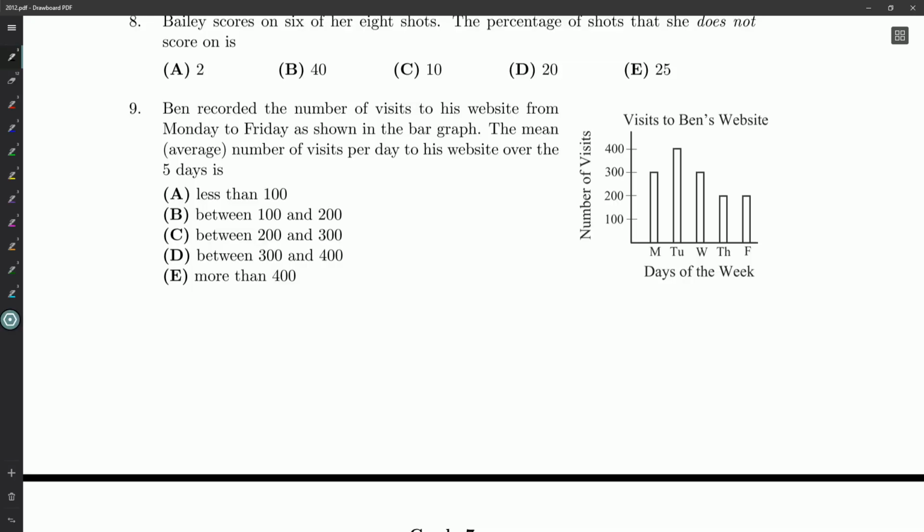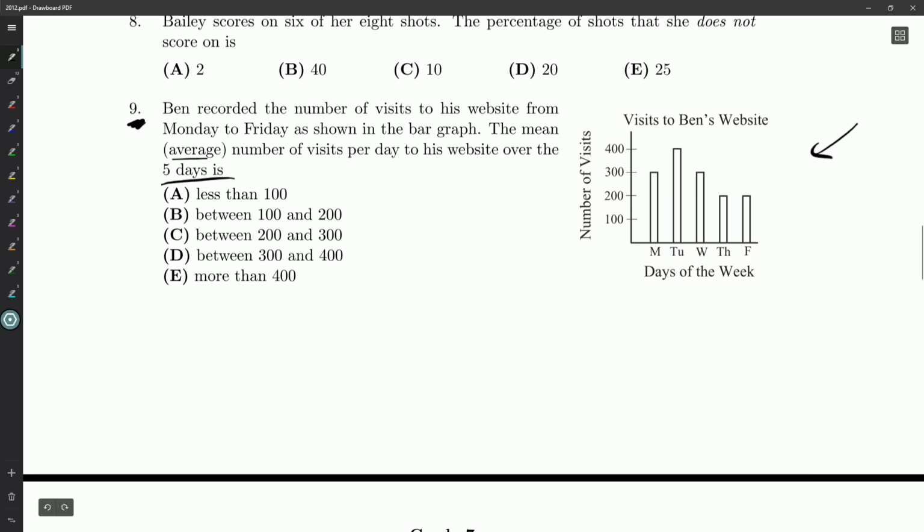In this video we're going to be looking at question number 9 on our 2012 grade 7 math contest. Ben recorded the number of visits to his website from Monday to Friday as shown in the bar graph. The mean or average number of visits per day to his website over the 5 days is. Okay. How do we calculate average?